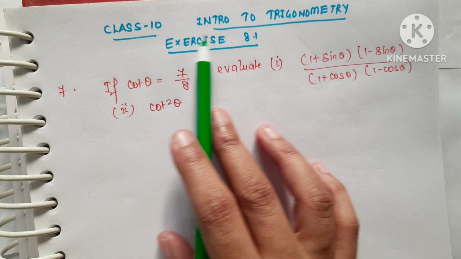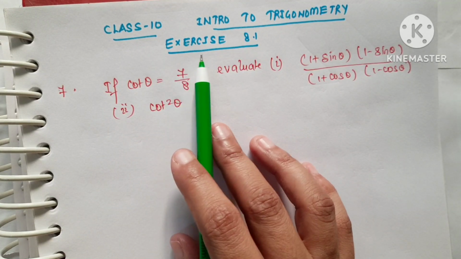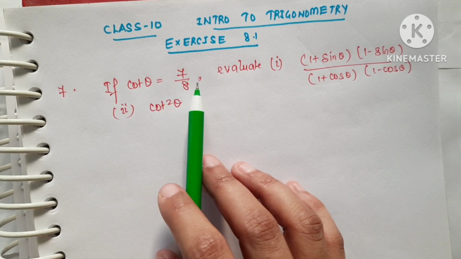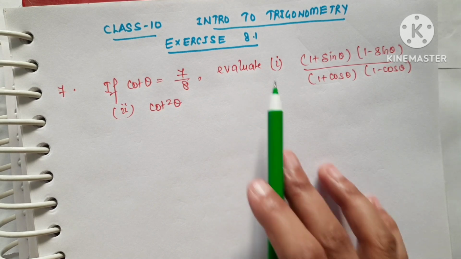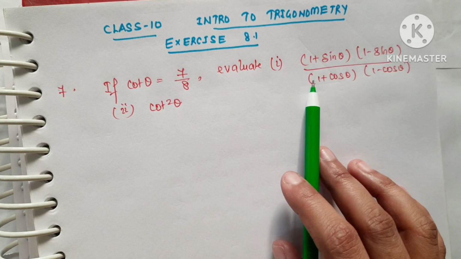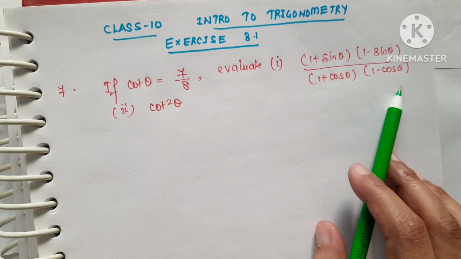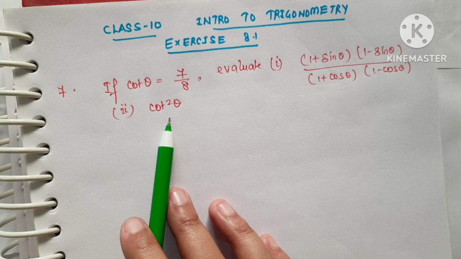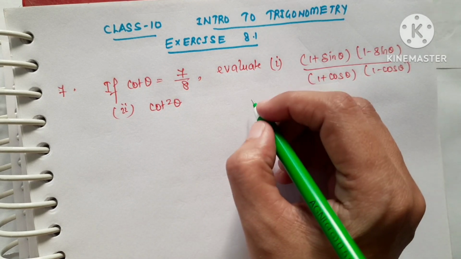This is class 10 introduction to trigonometry, exercise 8.1, question number 7. If cot theta is equal to 7 upon 8, you have to evaluate (1 plus sine theta)(1 minus sine theta) upon (1 plus cos theta)(1 minus cos theta). And the second part says you have to evaluate the value of cot square theta. So what will you do?